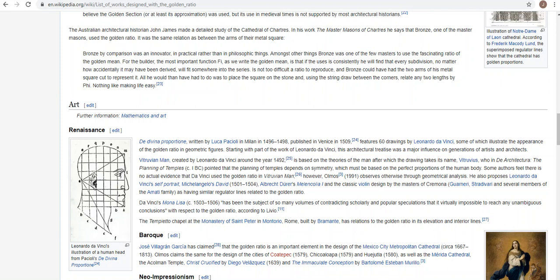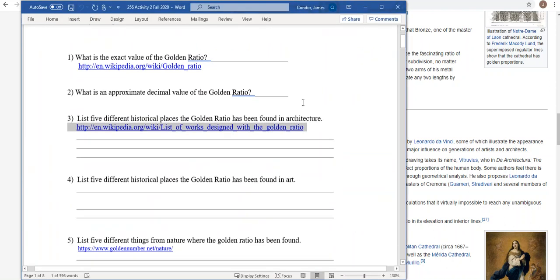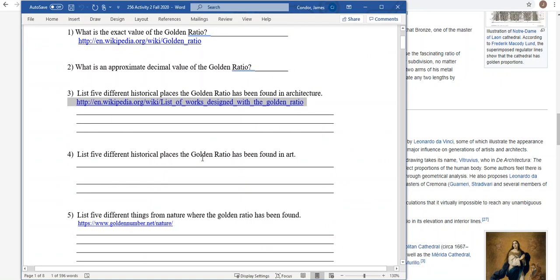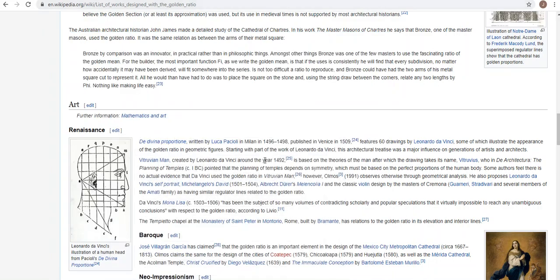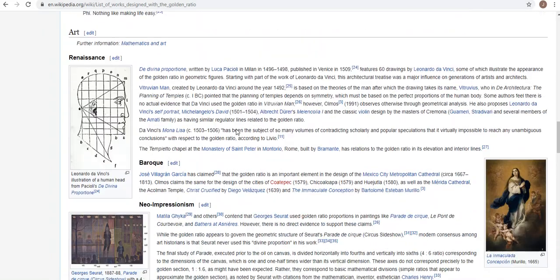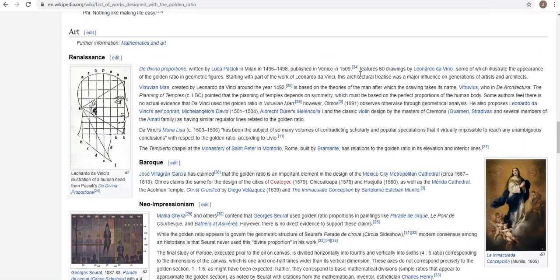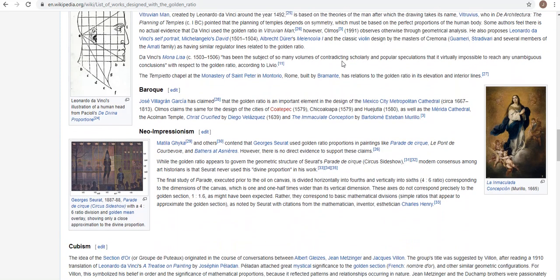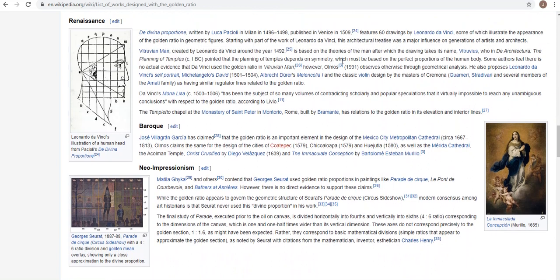So number 4 says list 5 different historical places golden ratios have been found in art. Okay, so we got architecture and then art, and there's talk about Leonardo da Vinci and the Vitruvian Man, and then some people say, well, maybe not, it doesn't quite fit. But again, we're not too concerned right now about whether these old things fit.